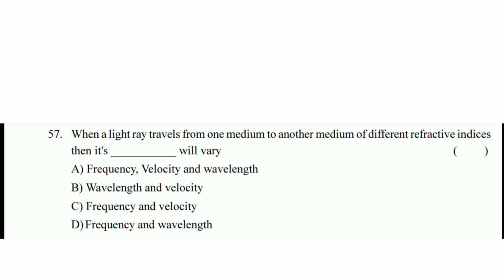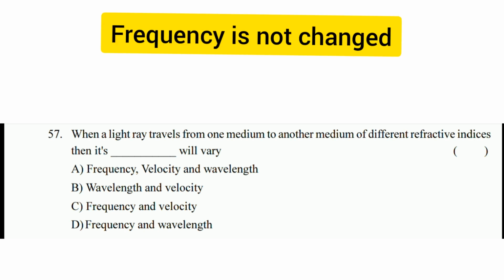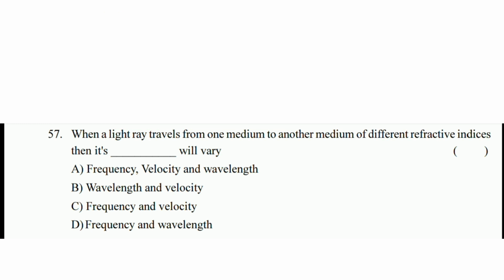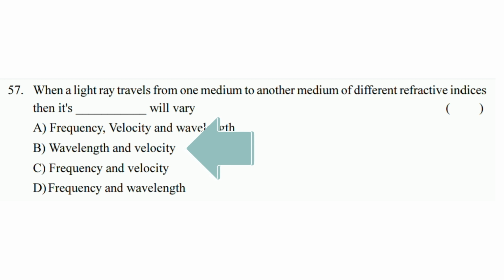So let's come to another question, that is, when a light ray travels from one medium to another medium of different refractive indices, then its dash will vary. So when a light ray is traveling from one medium to another medium, its frequency is not altered, and velocity and wavelength are changed. So upon watching this bit, when the light ray travels from one medium to another medium, frequency is not altered, and wavelength and velocity of light are changed. So the answer is B. Wavelength and velocity will vary.